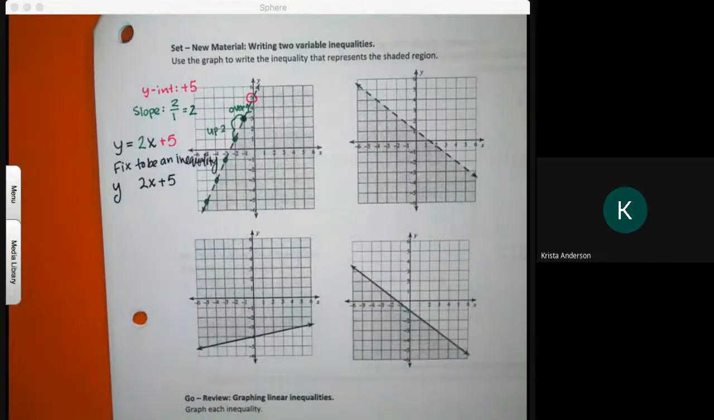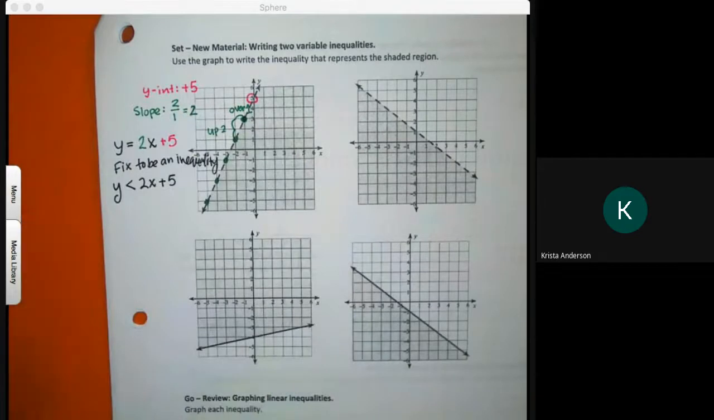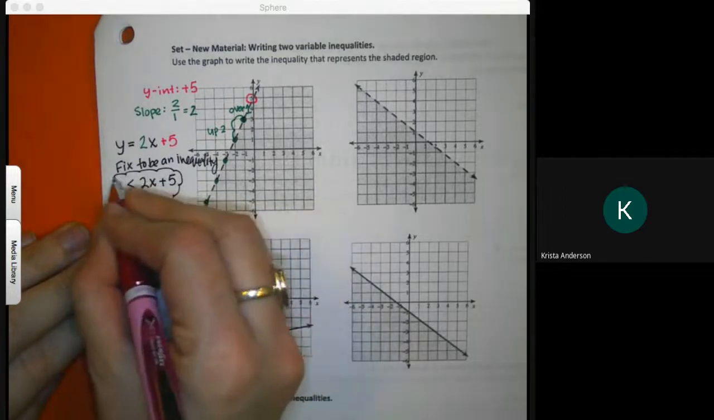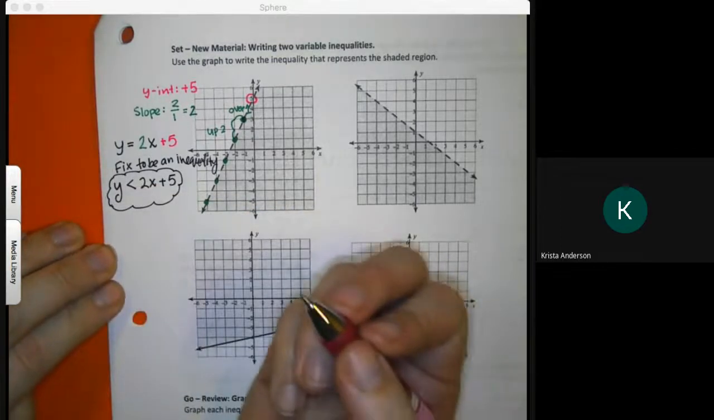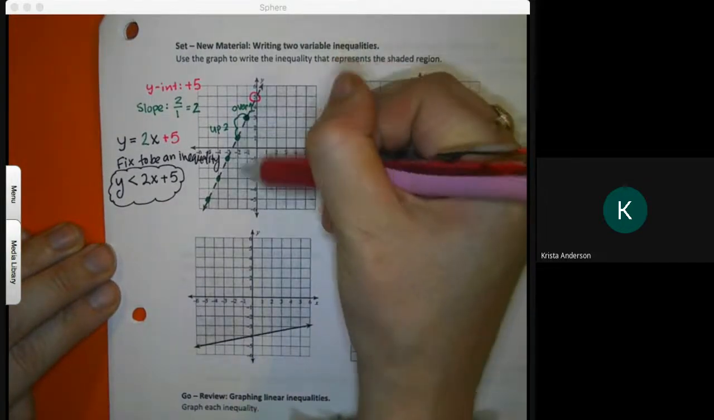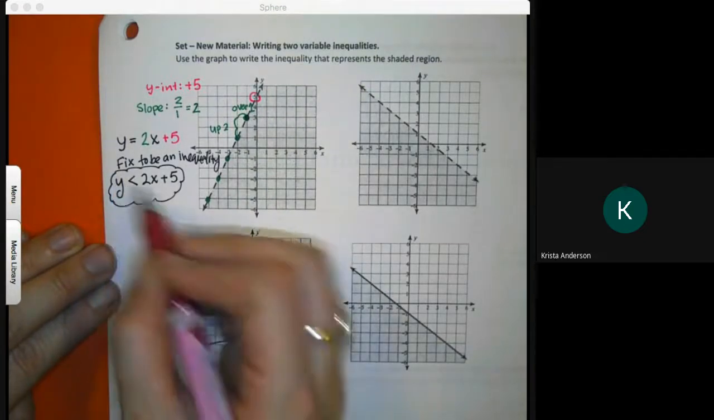So what was the sign you picked again? 2x is greater than. Greater? Oh, so this is greater? Yeah. And do I put a line under it if it's dashed? No line under it. It's a dashed line. So that would be my inequality. Because it is less, y needs to be the smaller, y is smaller than the line.